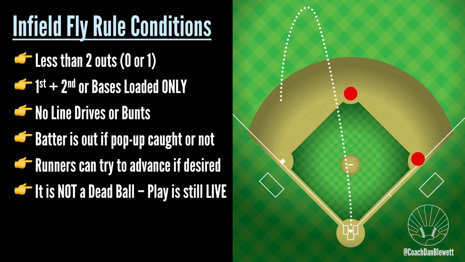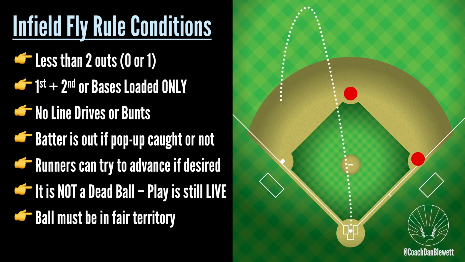So say the runner on first decided he did want to go off the base, and the pop-up falls and it bounces and it hits the runner in the leg. The runner will be called out. So they can only be safe if they're actually touching the base. So again, runners have the discretion to leave the base on an infield fly, but they don't have to. But if they do get touched with the ball while it's in fair territory, they'll be called out. And lastly, a fair ball is the only one that can be called for an infield fly. Foul balls do not apply.